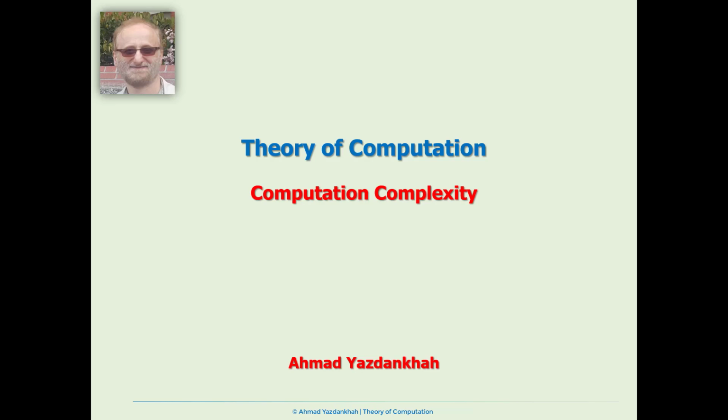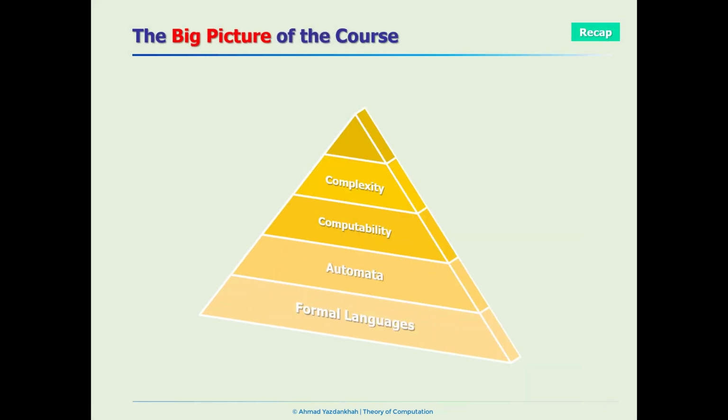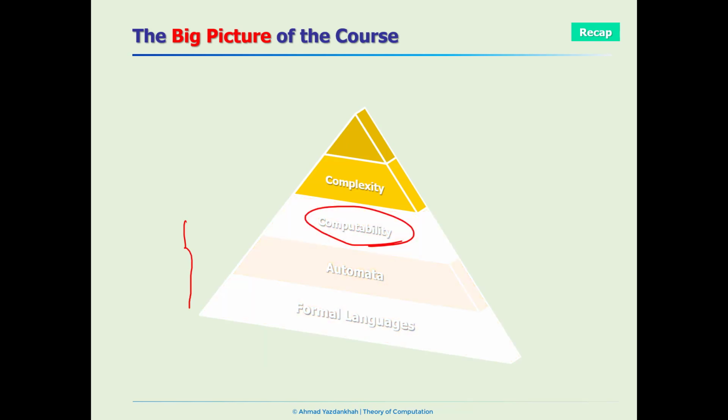Hey guys, this is a new topic, computation complexity. Let's see what is its location in the big picture of the course. We have seen this big picture a lot since the beginning of the semester. We know that we have four branches for computer science. Formal languages and automata is something that we talked a lot about so far, and we also talked briefly about computability. And in this lecture, our job is to talk about the complexity.